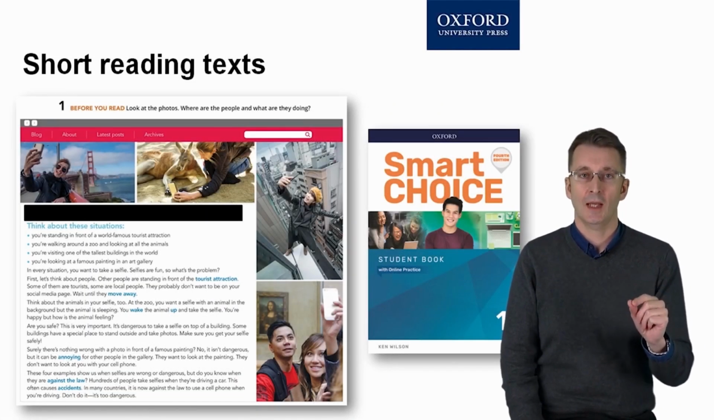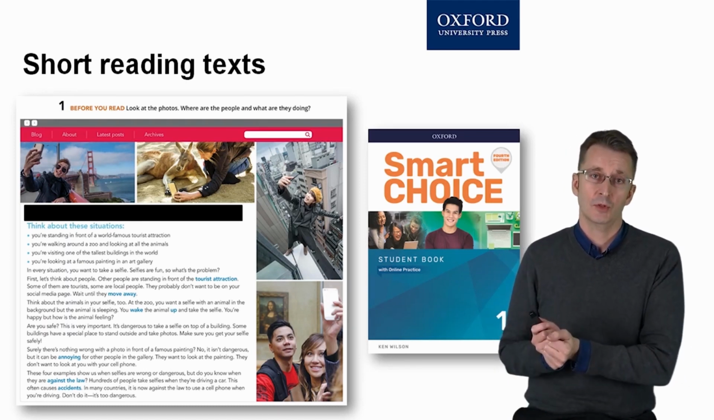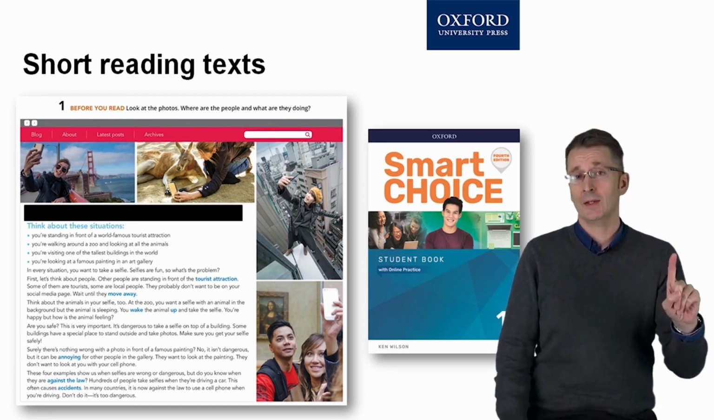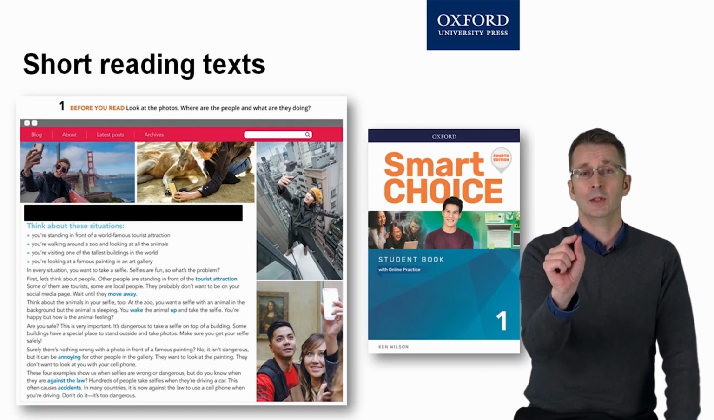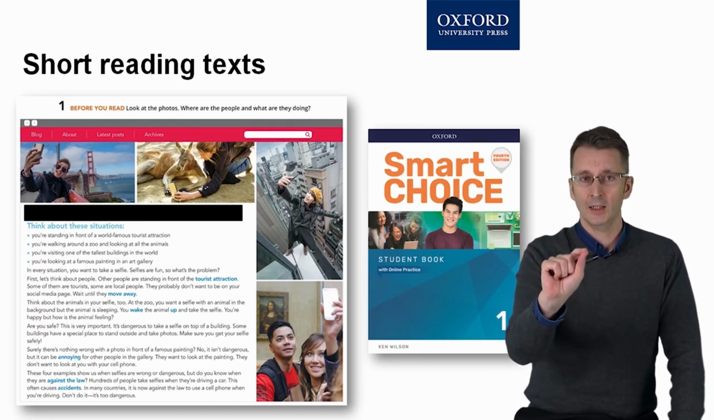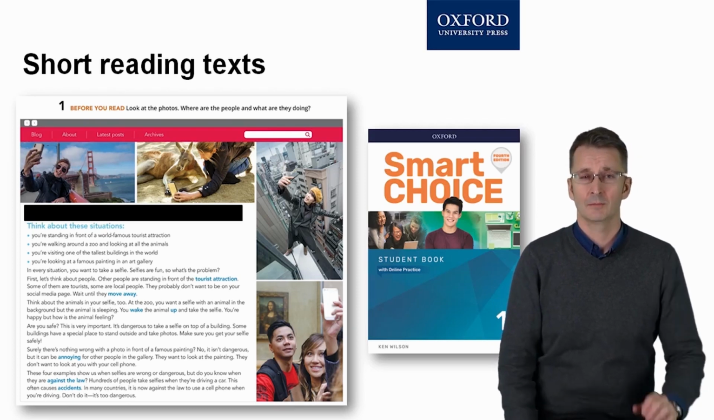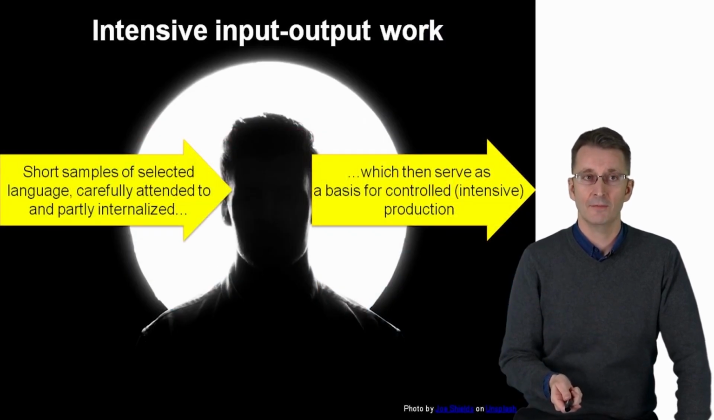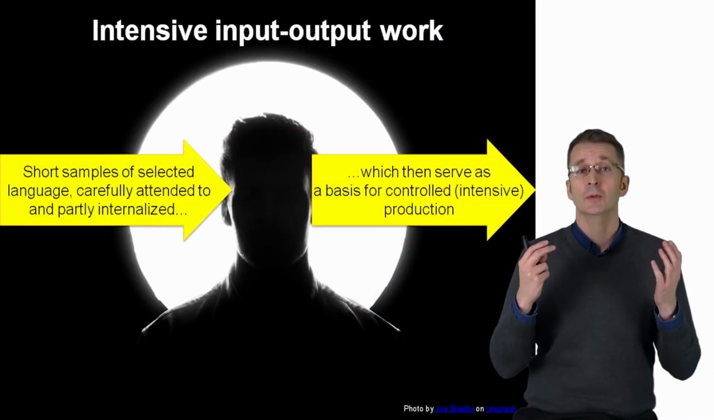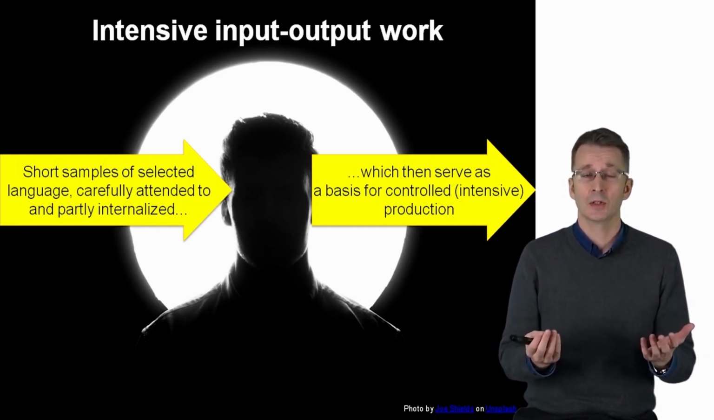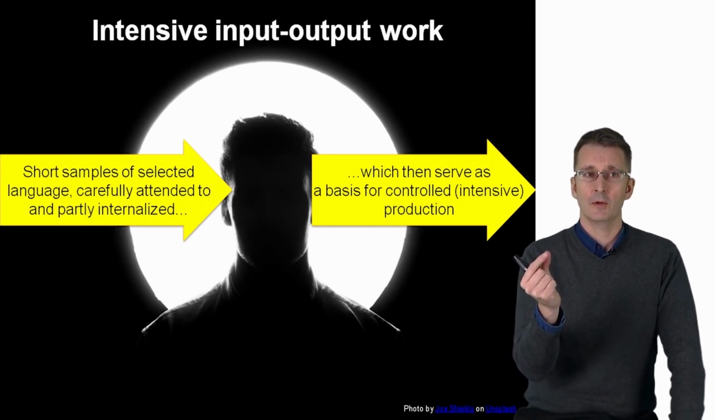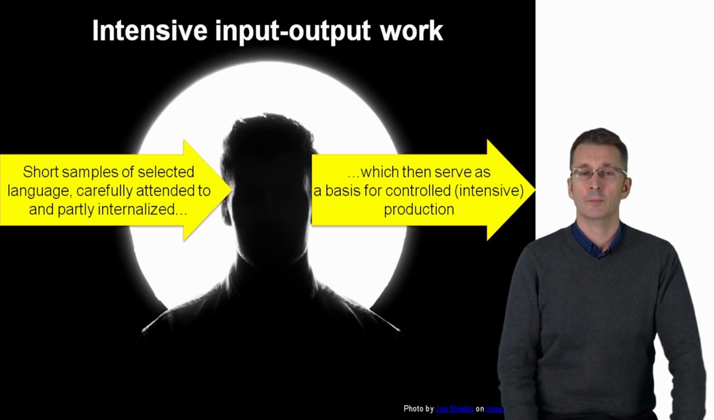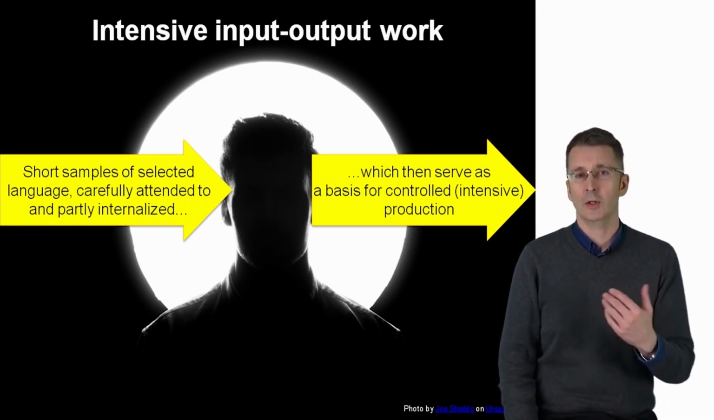Now, let's think about short reading texts. It's too short to be extensive input. It's too long to analyze everything in it. By the way, that's one of the worst things you can do with a text like this, is when the teacher spends the whole lesson just guiding the students through every sentence and explaining the grammar. Very boring. What I do with a text like this is intensive input-output work. So it's a short sample of selected language. It's got a lot of repetition of the same grammar in it. Students will really work hard in it and it will serve as a basis for controlled, intensive production. I much prefer this to doing comprehension questions.